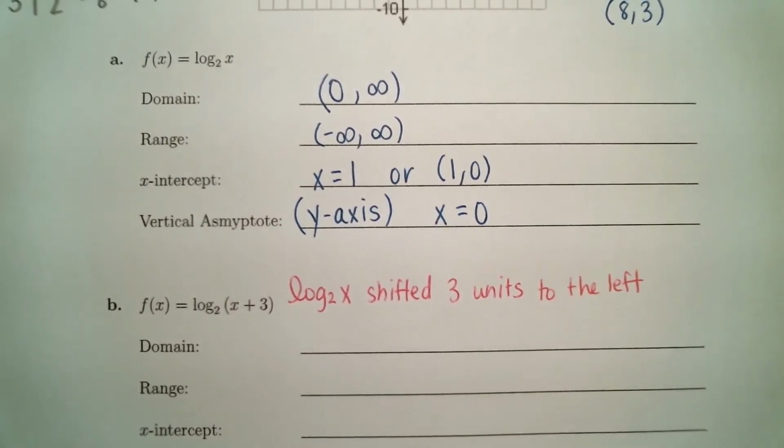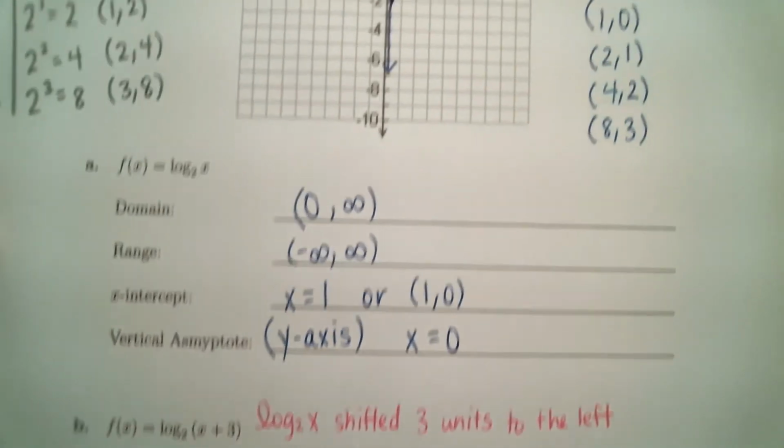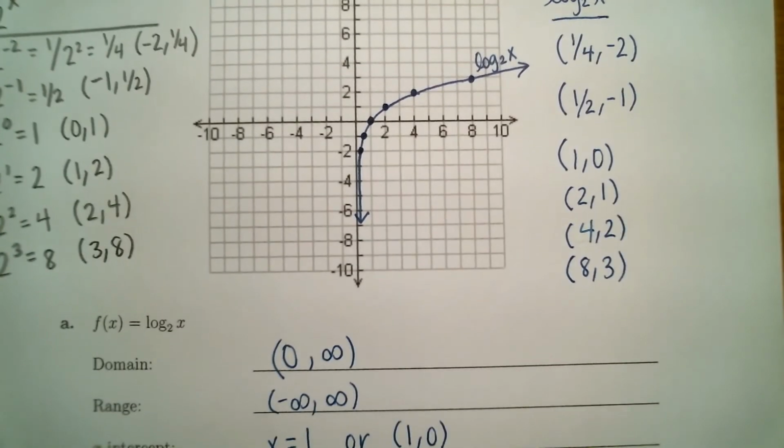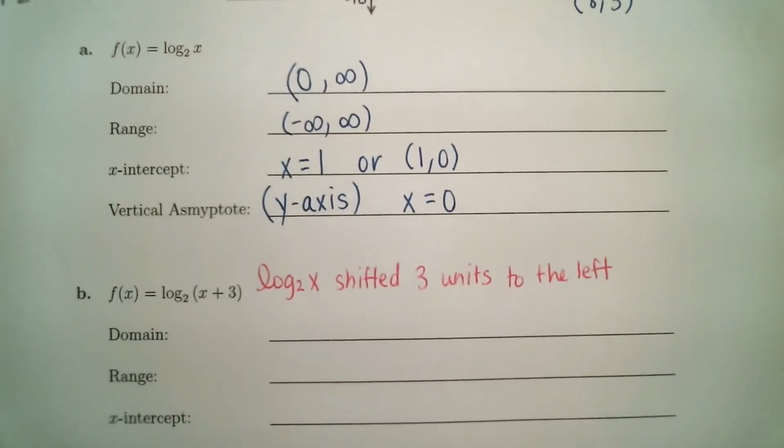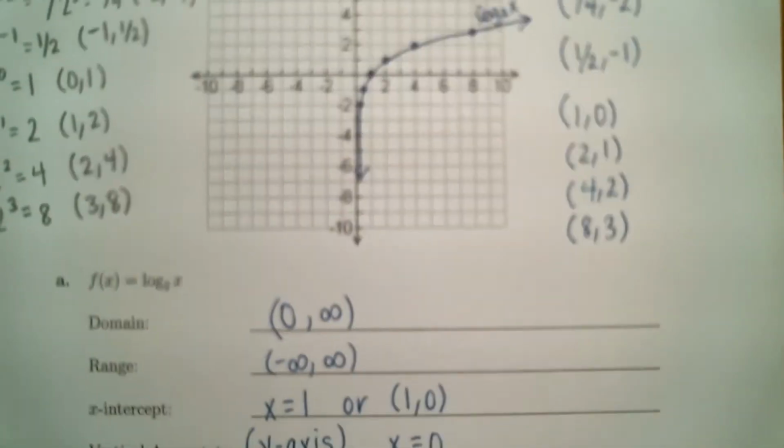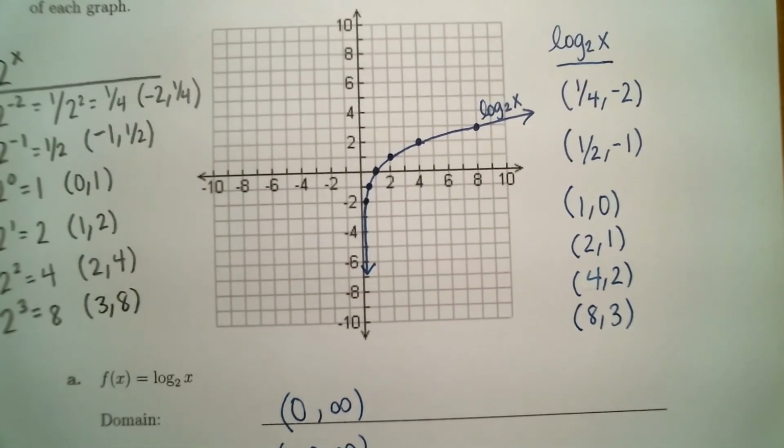Okay, so all we have to do here is take our parent function, which we graphed up here, and shift it 3 units to the left since we're adding. Okay, so let's go ahead and do that. Think back to when we did this with exponential functions.